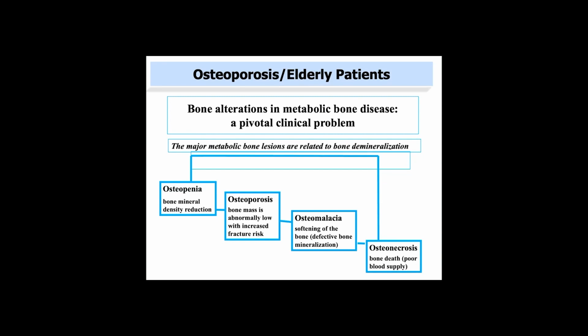Osteoporosis is bone alteration in metabolic bone disease, and that is a major pivotal clinical problem. The major metabolic bone lesions are related to bone demineralization. There are different stages of it. First of all, osteopenia, that's a bone mineral density reduction. Followed by osteoporosis, which means that bone mass is abnormally low with increased fracture risk. Then there is osteomalacia. That means a softening of the bone, defective bone mineralization. And the last stage is osteonecrosis, which is bone death, caused by poor blood supply.